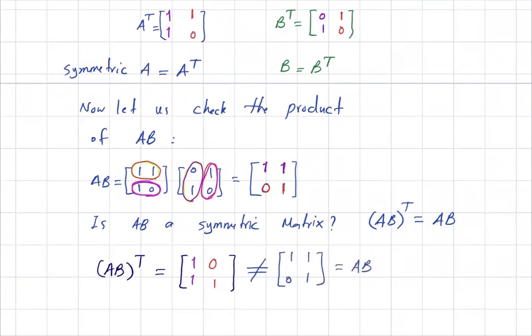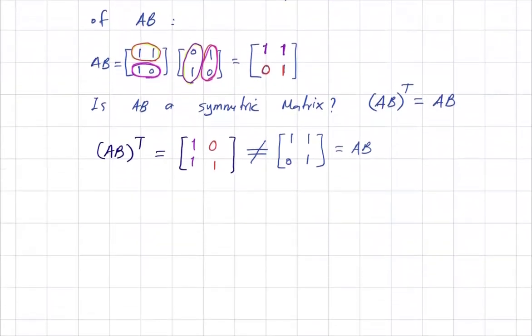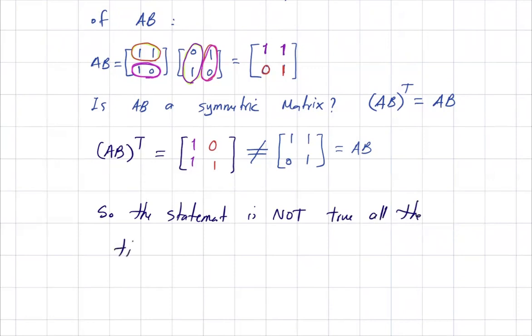So what is our conclusion? Our conclusion is the statement is not true all the time. So the statement is not true all the time because we found a counterexample.